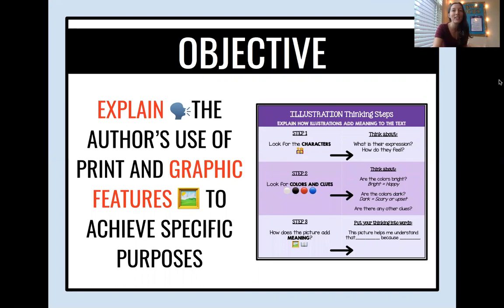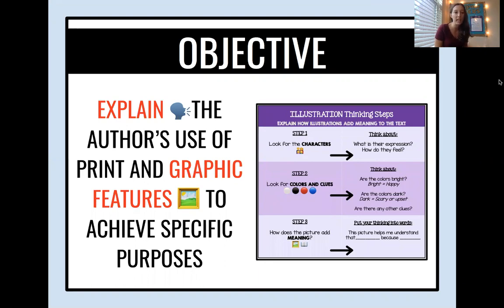Today we are going to continue to talk about our story, Emma's Rug, and we are going to practice explaining the author's use of print and graphic features to achieve specific purposes. Wow, that's a lot of fancy words. We are going to worry about the explaining part.